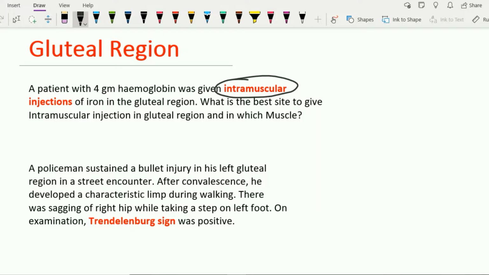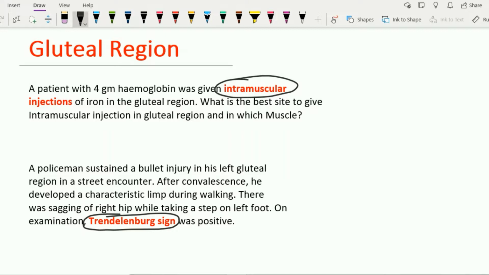Another important clinical term concerned with the gluteal region is the Trendelenburg sign. Here the sagging of the hip joint occurs due to the injury of some particular nerve of the gluteal region, which will lead to the paralysis of some important muscle and which will lead to the lurching gait or the waddling gait of the person.